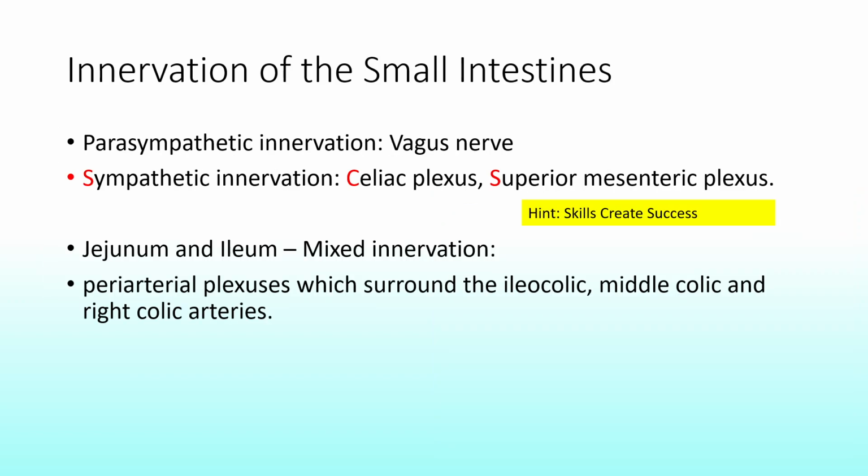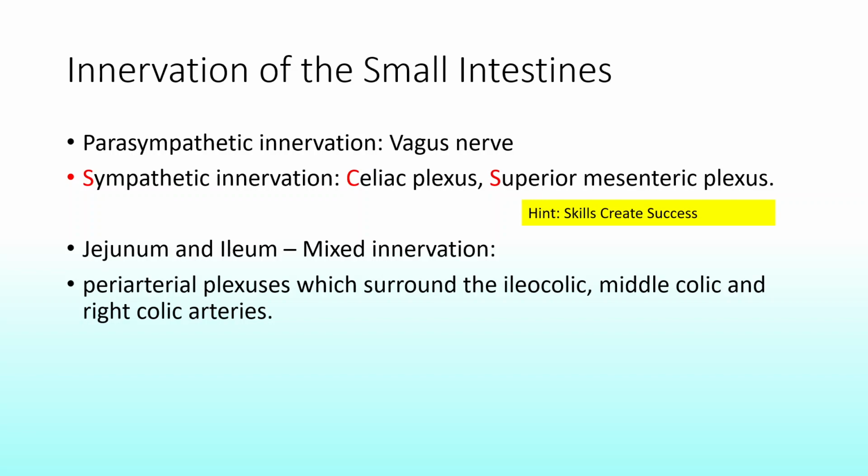Now, parasympathetic supply of the small intestine is the vagus nerve. Sympathetic supply is going to be dual sympathetic ganglia. So it's going to be the celiac plexus and the superior mesenteric plexus, which will innervate the small intestine. Another mnemonic that I came up with is "skills create success."